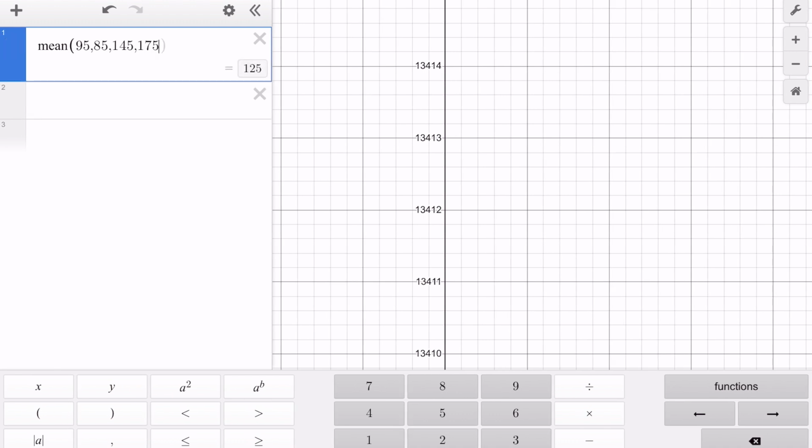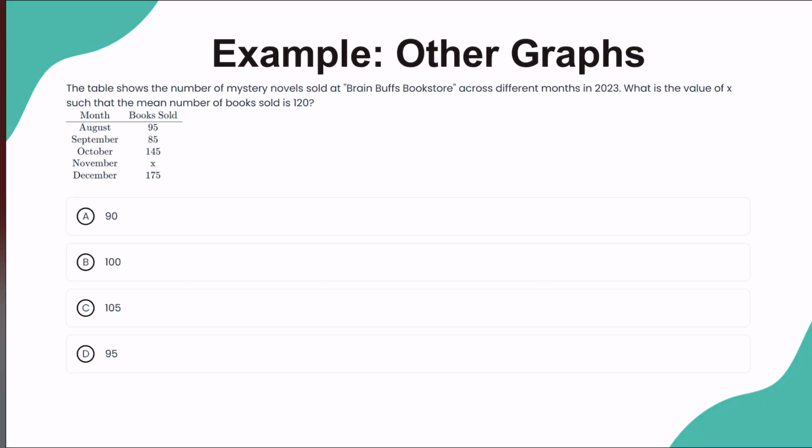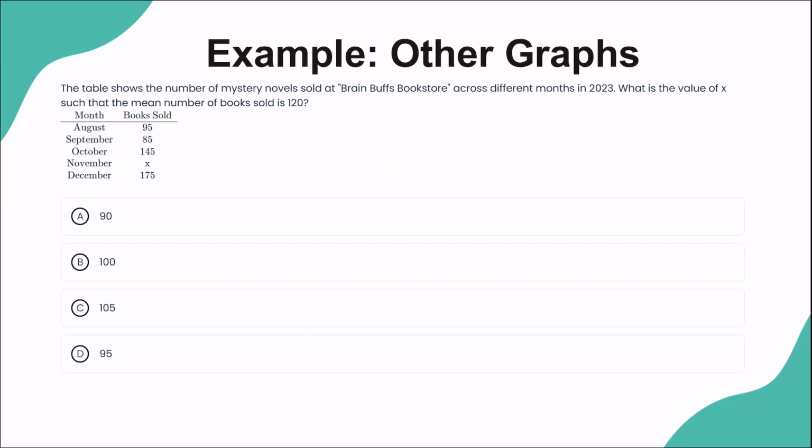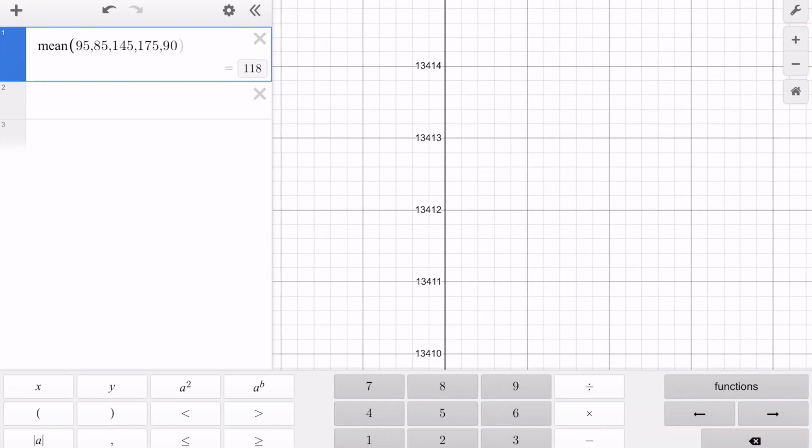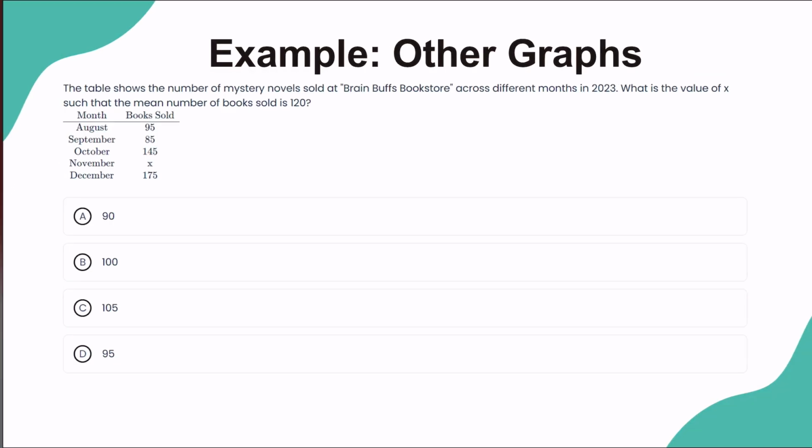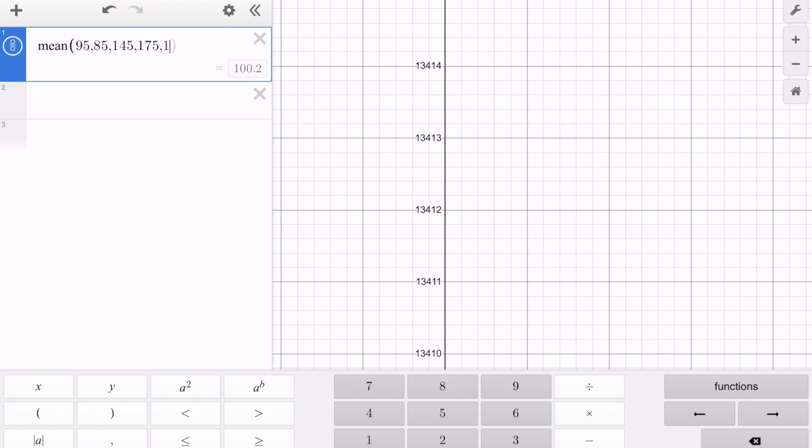Now it's telling us the mean of these 4, but I need to find a value that's going to make the mean of all 5 of them 120. So starting with answer choice A, let's try 90. That gives us 118, not correct. Answer choice B, let's try 100. 100 here gives us 120, so B looks like our answer, but let's try the other two anyway.